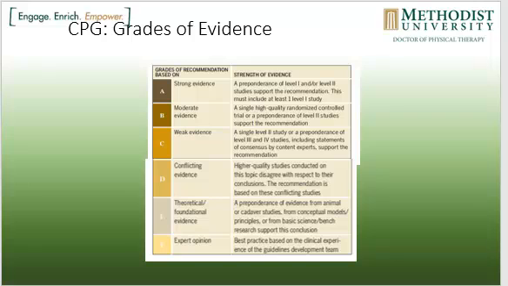Grading of a D is conflicting evidence, which may indicate that some studies show that treatment benefits the patient, whereas other studies show that that treatment does not benefit the patient. Level of evidence as an E is theoretical or foundational, indicating that the science says this should work, but we don't have studies to prove that it does. And level of evidence F is expert opinion.